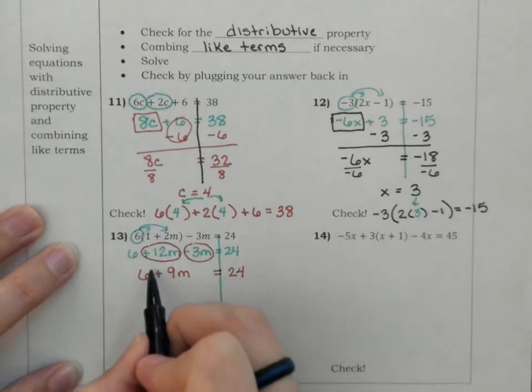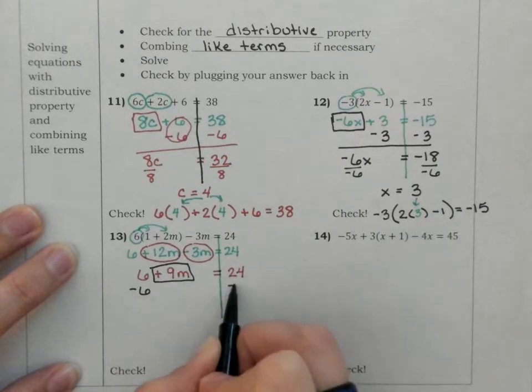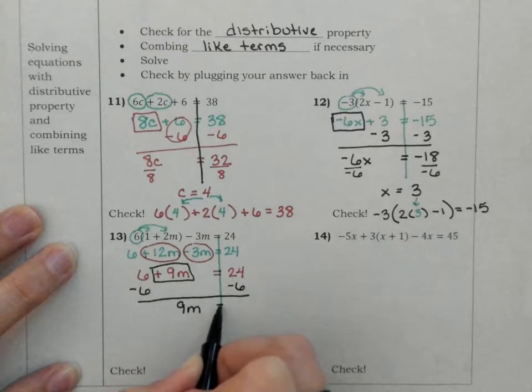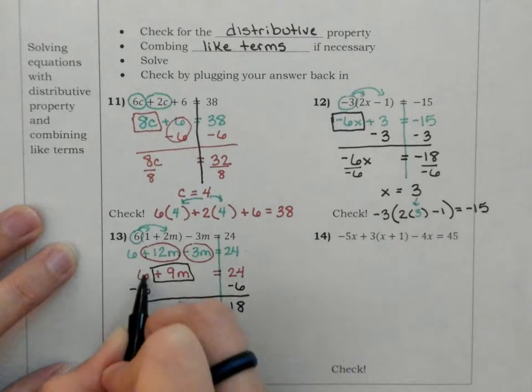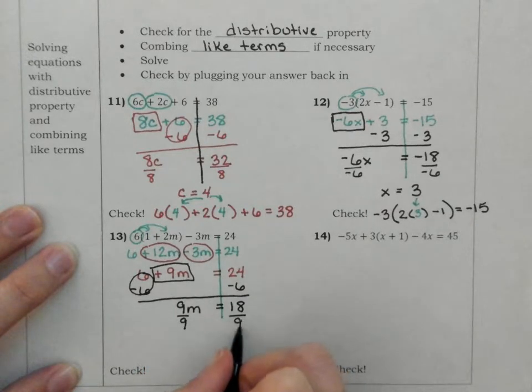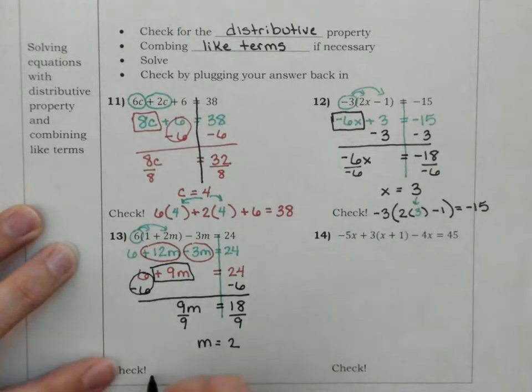And now it looks like a two-step. So box in your variable, make a zero pair. 9m equals 18. This was 0. Divide by 9 to create your invisible 1. So m equals 2. And then when we plug it back in, it would look kind of long.